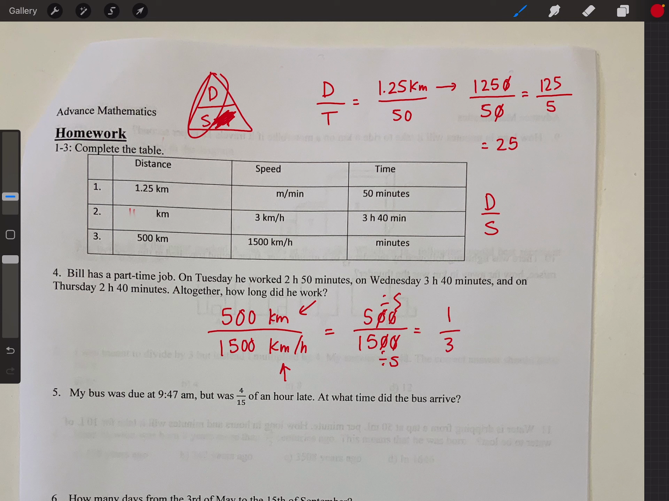Okay. So that's 1/3 of what? What are we dealing with? We're dealing with hours, so that's 1/3 of an hour. To find 1/3 of an hour, you take 60 minutes divided by 3, and you get 20 minutes. So therefore it should be 20 minutes. Done.